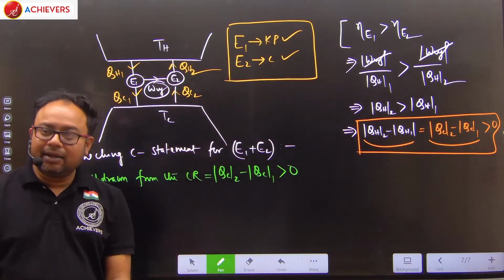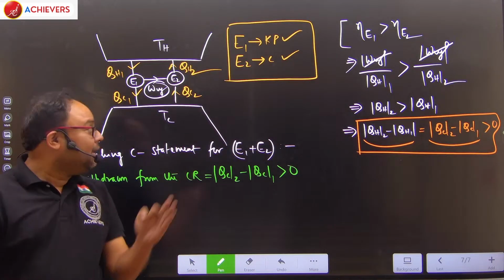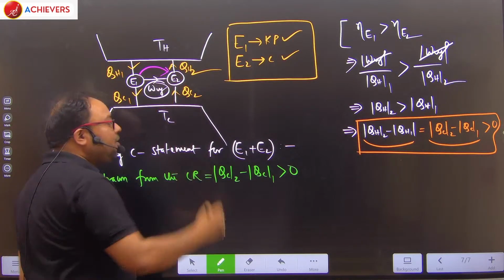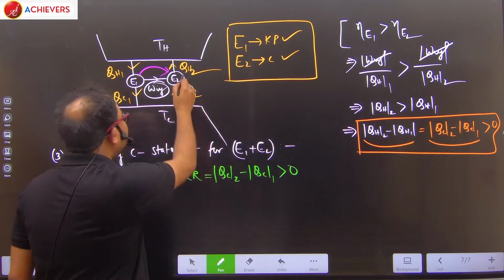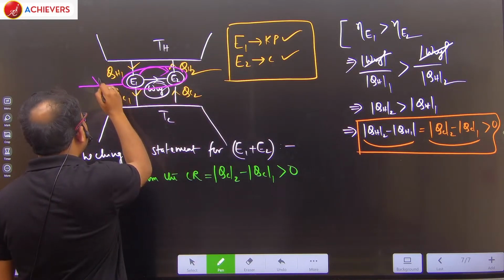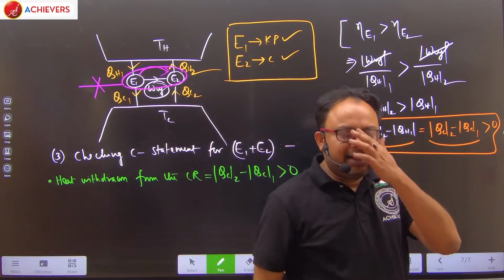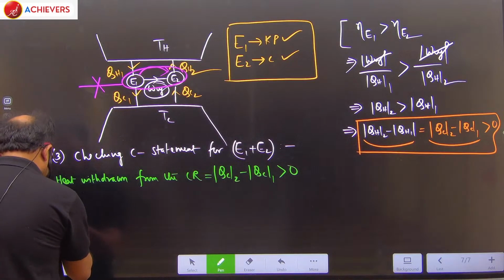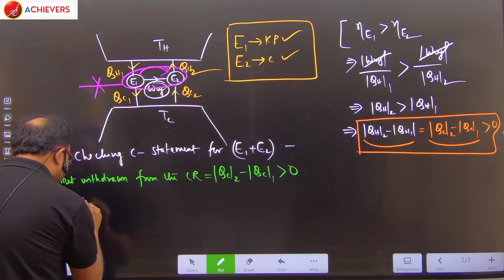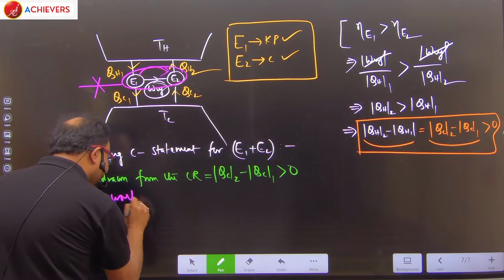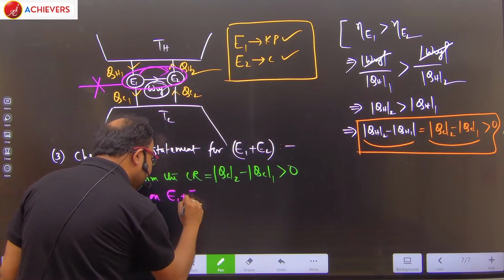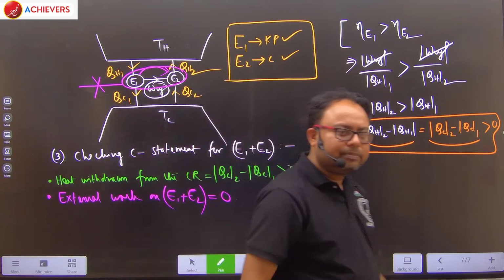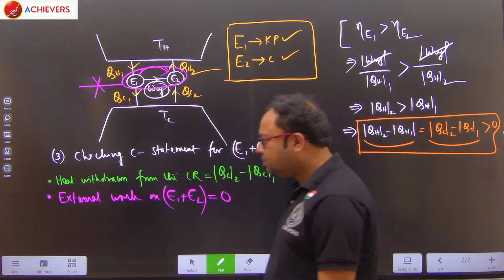What is the work that is being done on E1 plus E2? Here E1 is functioning on E2. But there is no external work on E1 plus E2. So external work on E1 plus E2 is 0.